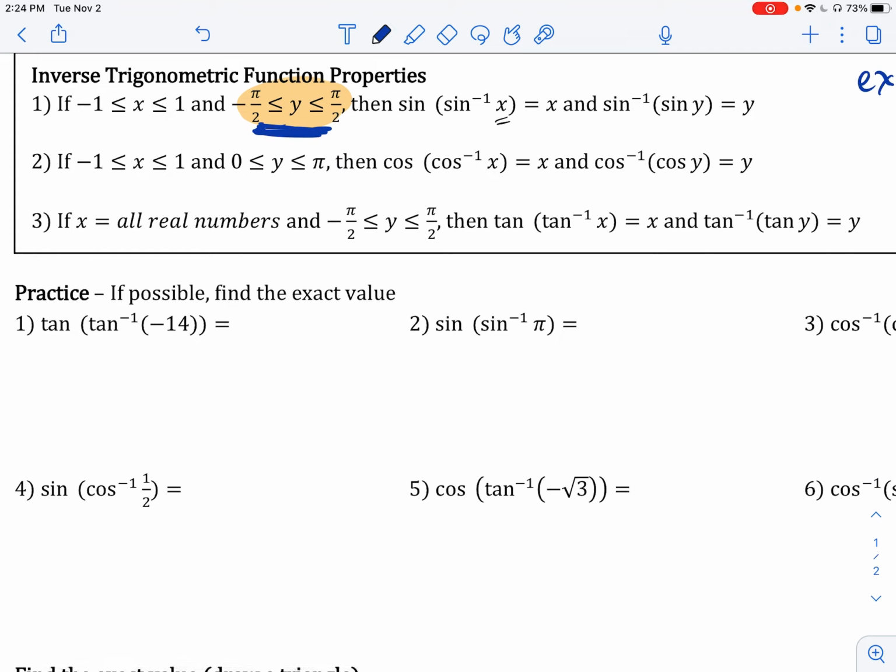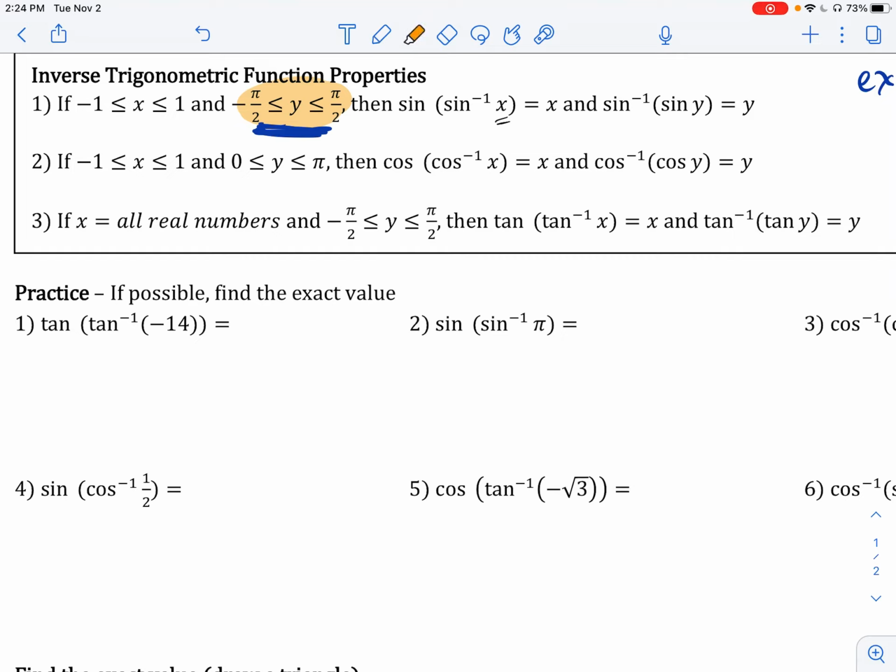Let's look at tangent composed of arctangent of -14. You might be tempted to ask yourself, okay, the tangent of what angle gives you -14? And the answer is, I don't know. Off the top of my head, I actually don't know the tangent of what angle gives me -14 as an output.